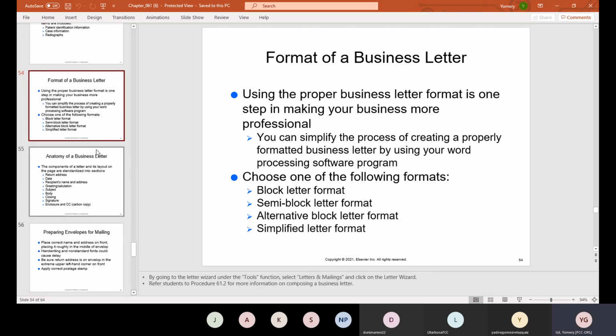So, the format of a business letter. Using the proper business letter format is one step in making your business more professional. You can simplify the process of creating a properly formatted business letter by using your word processing software program. Choose one of the following formats: block letter format, semi-block letter format, alternative block letter format, or simplified letter format.